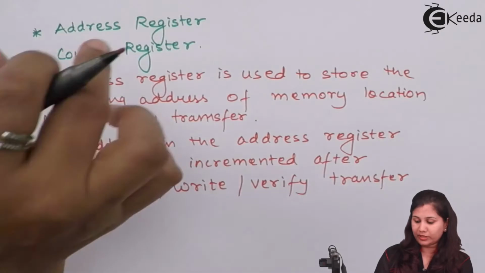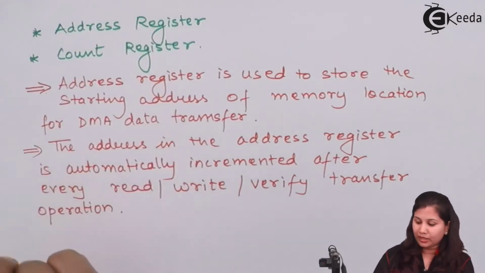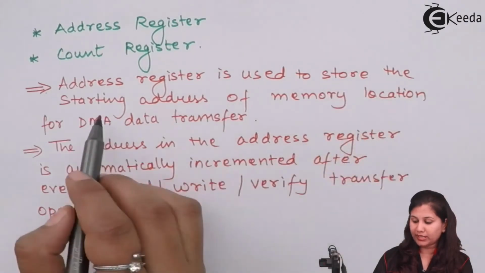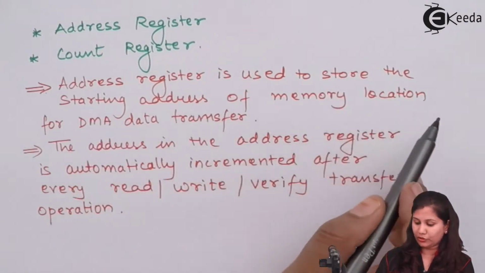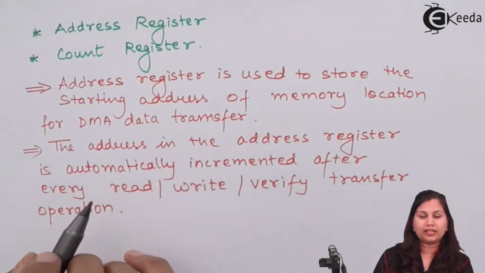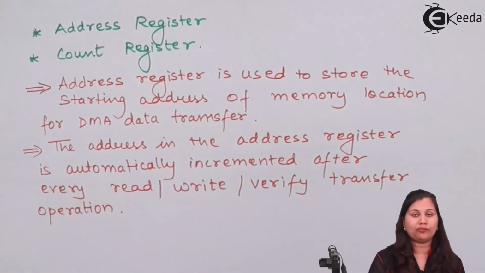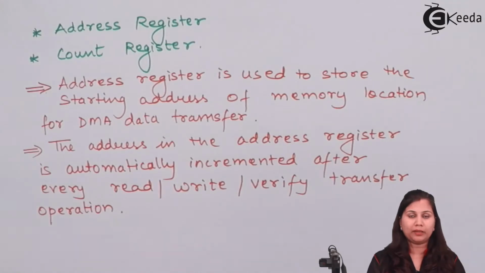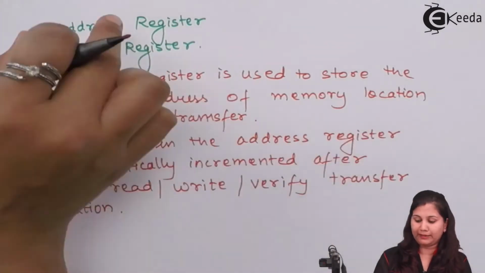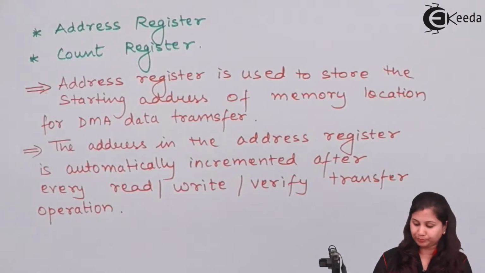So first we will study about the address register. The address register, as I have told, is used to store the starting address of the memory location for the DMA data transfer. So the starting address of the memory location from where the data has to be picked, or where the data has to be stored, is held by this address register.